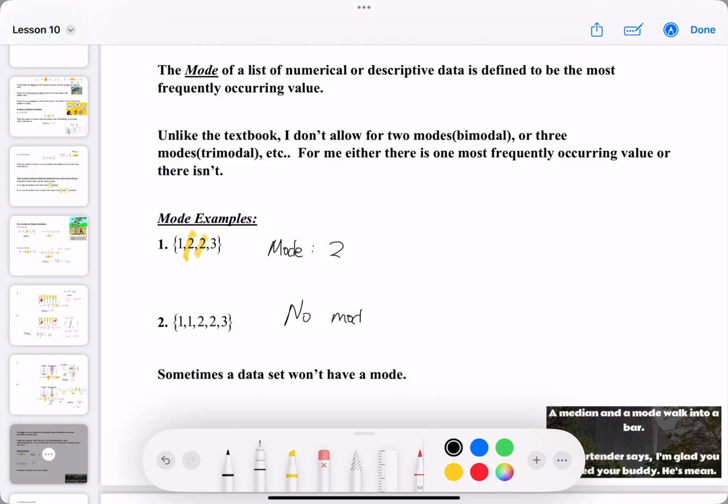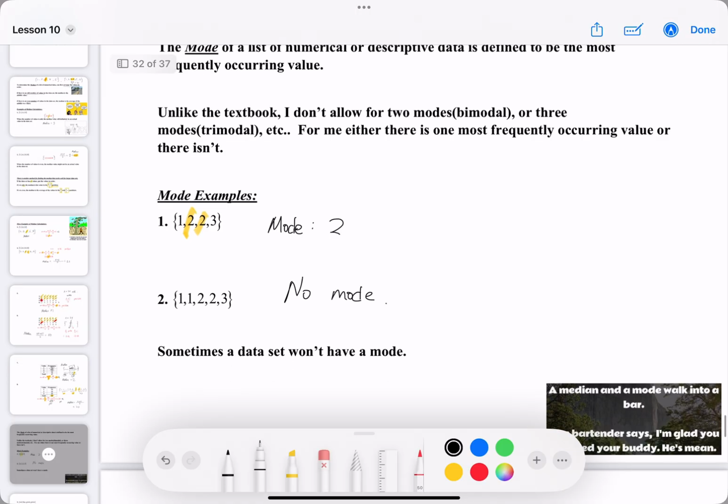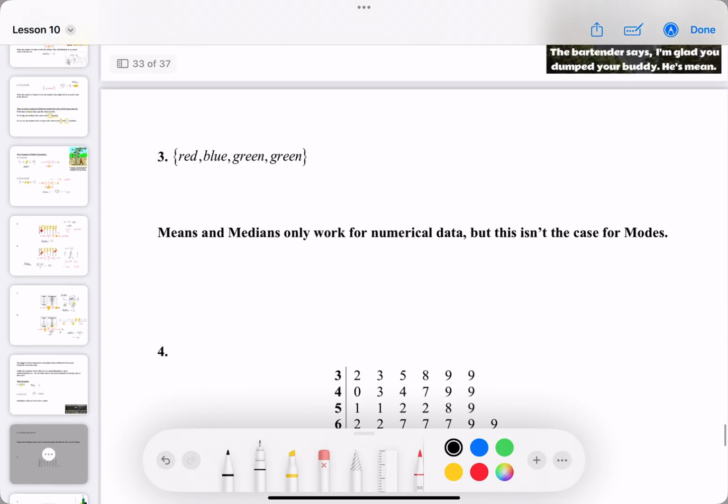We can only have one value that happened most often. We cannot have 2 modes. In this data set, we have red, blue, green, green. Obviously, green happened twice, more often. So green is my mode.